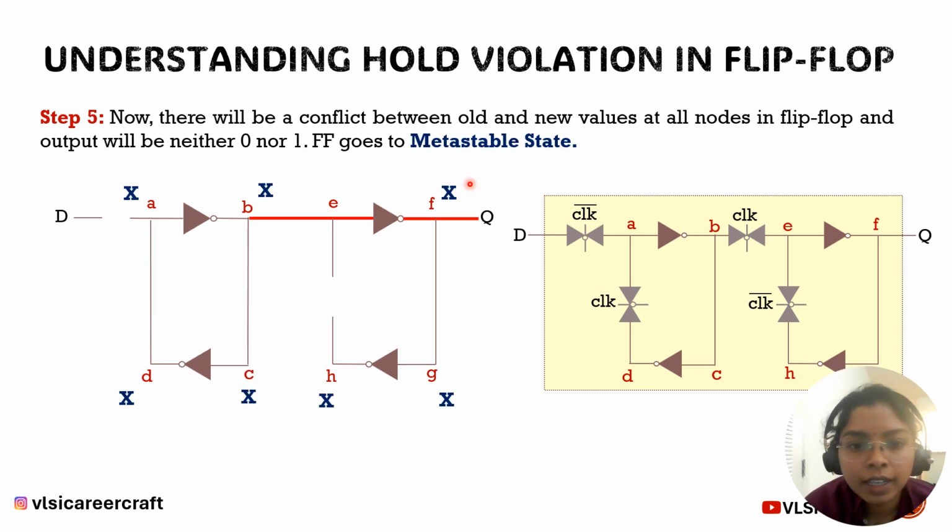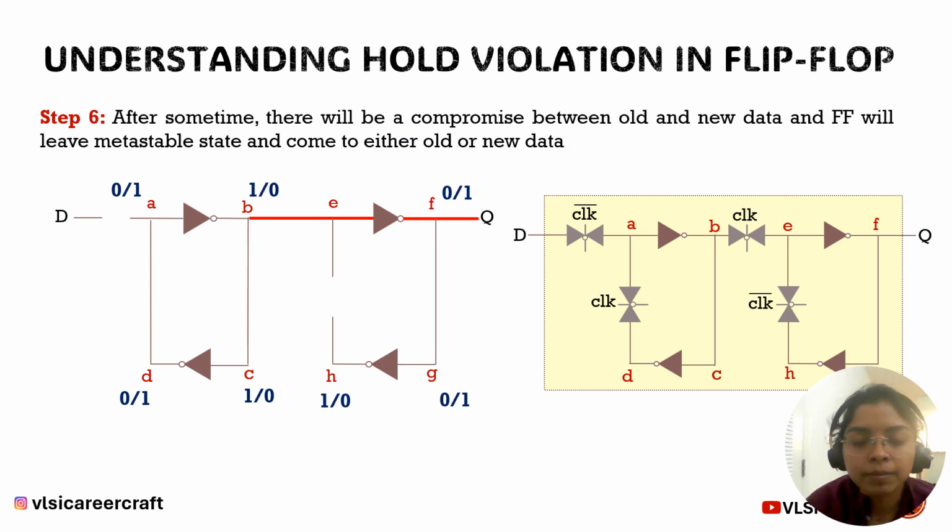So in this case, the flip-flop again goes into the metastable state, where the values at the internal nodes are neither 0 nor 1. Similar to the previous scenario, after some time there will be a compromise between old data and new data, and the flip-flop will leave the metastable state and come to either 0 or 1, but that is unpredictable.